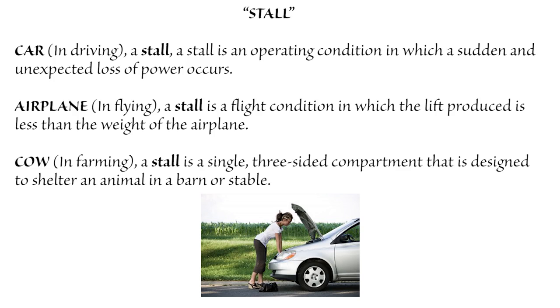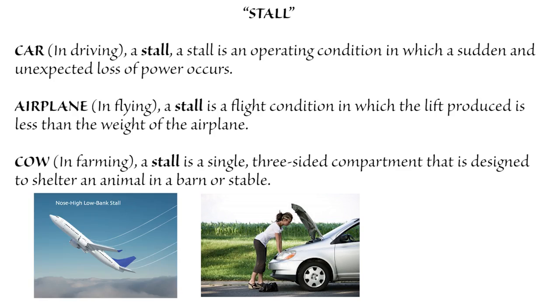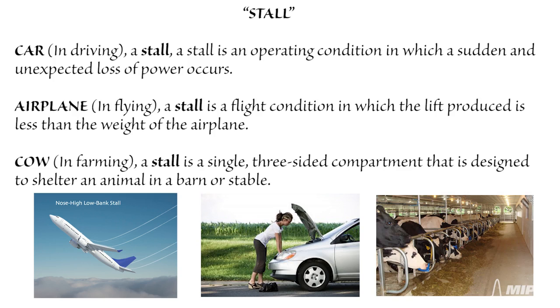Airplane: in flying, a stall is a flight condition in which the lift produced is less than the weight of the airplane. Cow: in farming, a stall is a simple three-sided compartment that is designed to shelter an animal in a barn or stable. In the first example, stall refers to a car that has suddenly stopped running. This condition typically occurs in the middle of heavy traffic in bad weather.